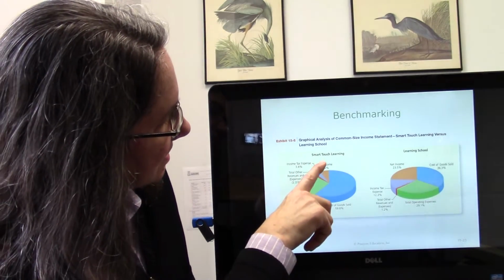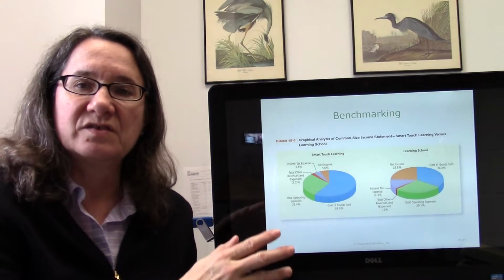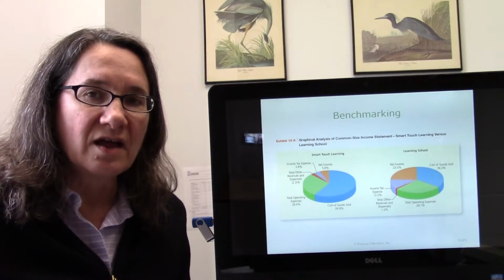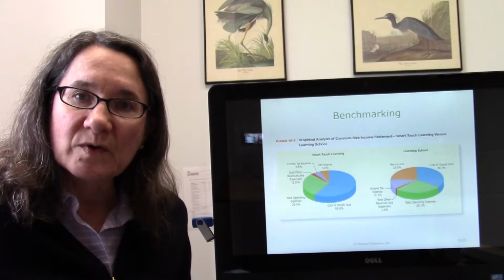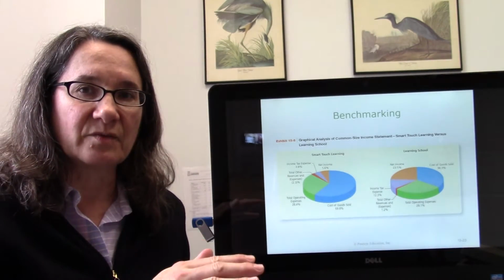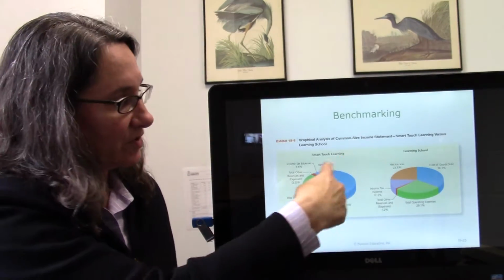So here's common size, Smart Touch versus Learning School. So you're comparing these two. So you can imagine if you're running an airline, you might want to compare it, benchmark it to Southwest Airlines. And say, well, let's look at how we know they're really good, and we want to compare ourselves to Southwest. Let's see how we're doing compared to them.